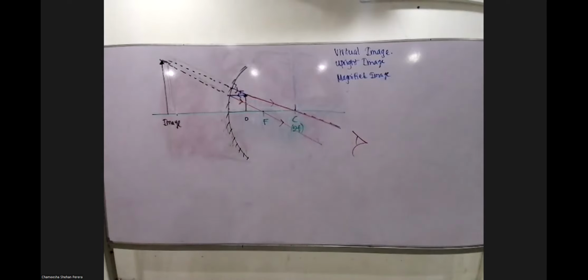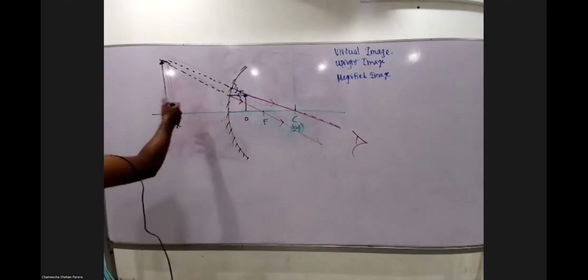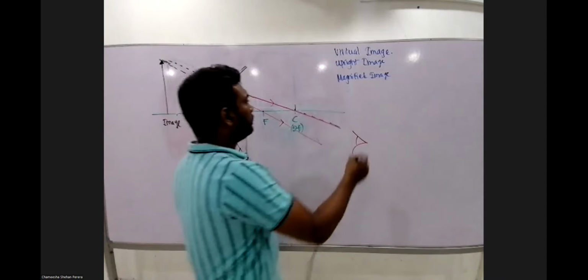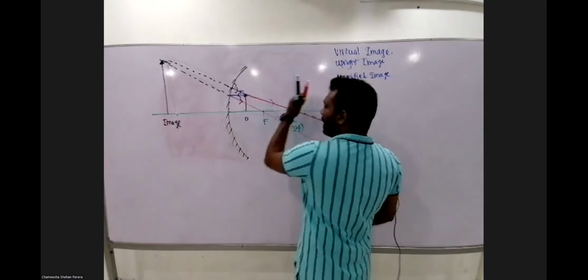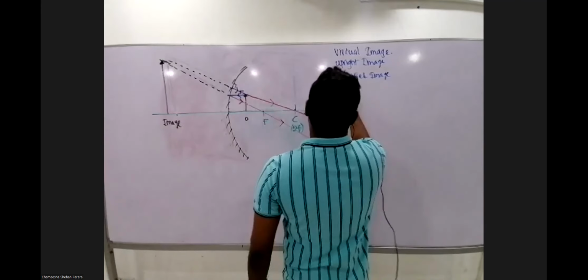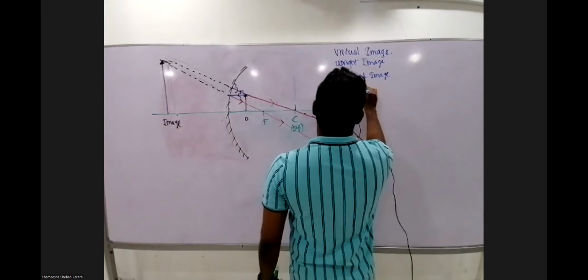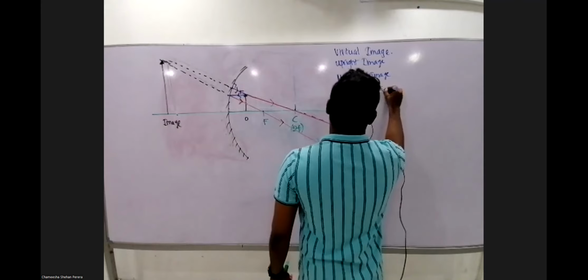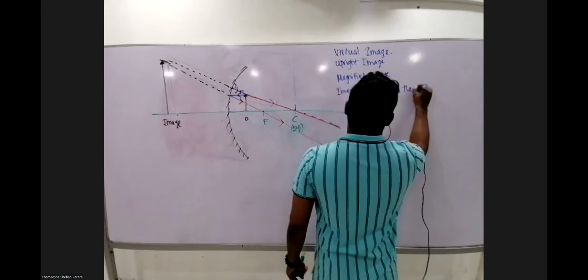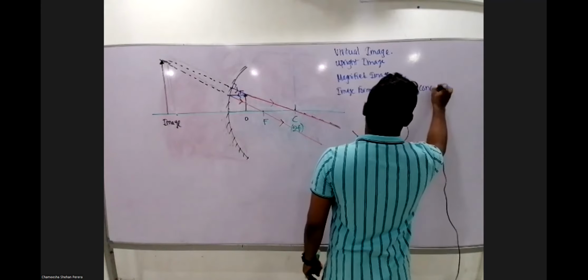So then now tell me about the position of the image. Is it placed outside or inside? Outside, sir. Is it outside? Okay, inside, sir. Image formed inside the concave mirror.